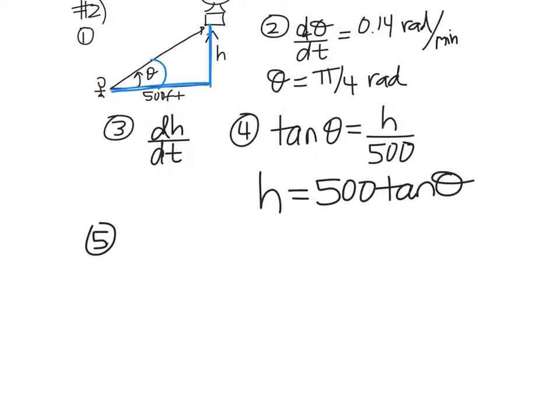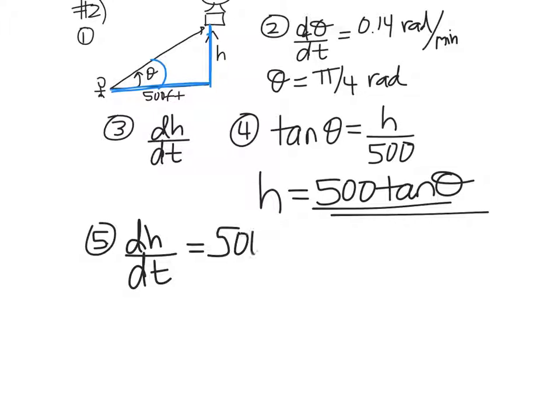Okay. So now we have to take the derivative of h with respect to t, because that's what we're looking for. So dh dt equals, so let's take the derivative of 500 tan theta with respect to t. So it's 500. Do you remember the derivative? Yeah. Derivative of tangent is secant squared theta d theta dt. See, that's the kind of hidden chain rule. Because you take the derivative of tangent, which is secant, leaving the inside alone, then you take the derivative of theta, which is d theta dt.